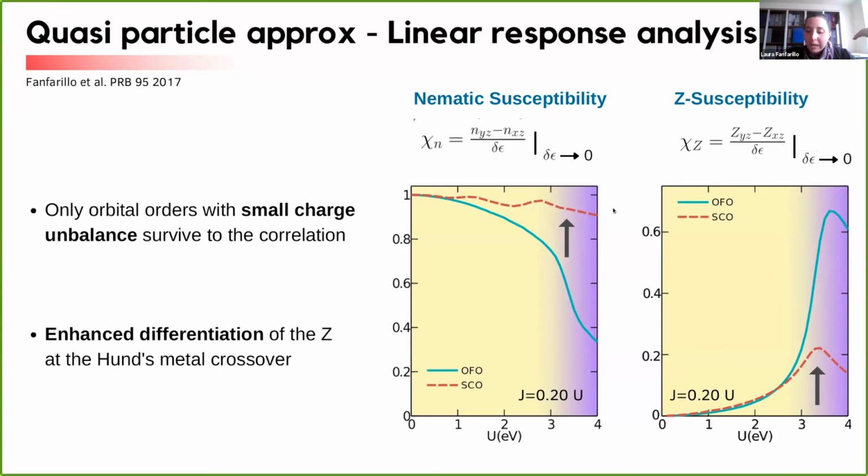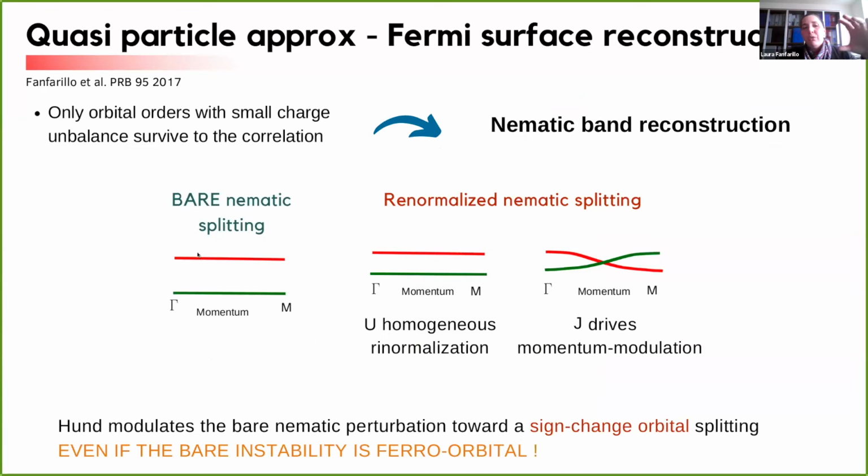The susceptibility is kind of flat. And so this has the effect that I was mentioning before: whatever perturbation you put, at this point you have to assume it is generated by another degree of freedom. It could be a spin fluctuation anisotropy, an orbital degeneracy, or an orbital differentiation for some reason. So another trigger. But once the nematic perturbation is there, the way that J wants to modulate it is by creating a sign change between different momenta of the Brillouin zone. That is quite peculiar, because it's not an effect that you would observe in a system dominated by U, which would just try to suppress the splitting homogeneously.